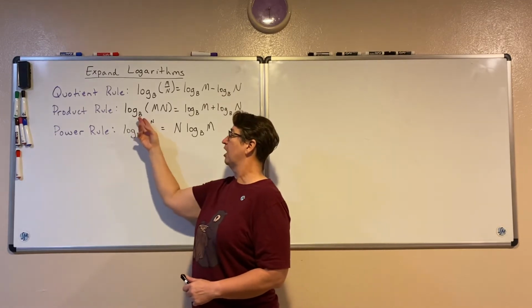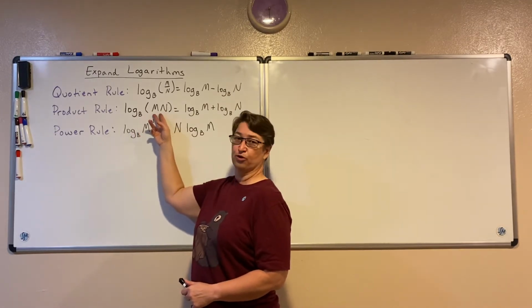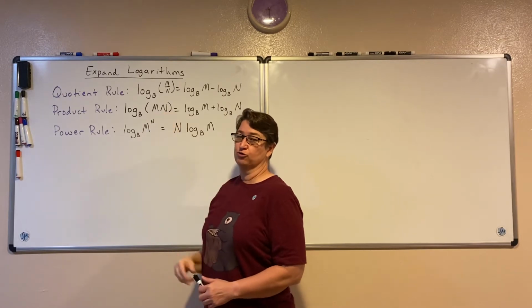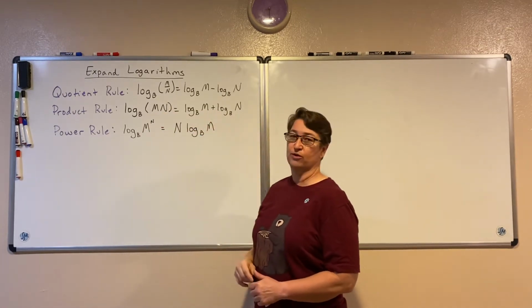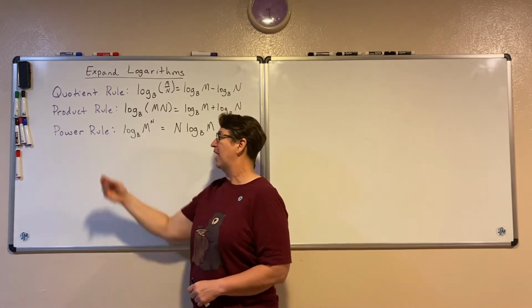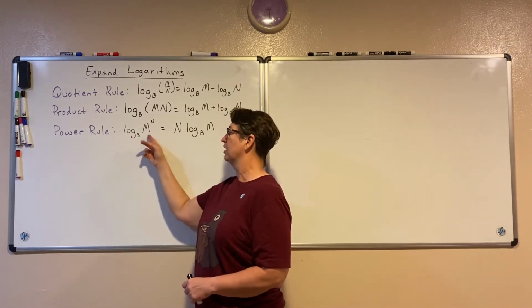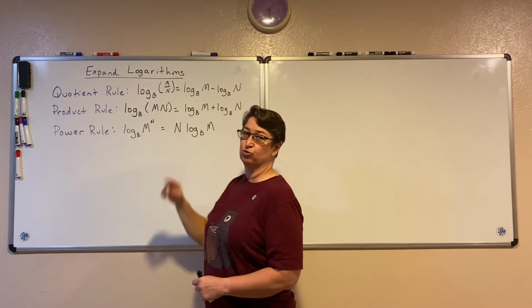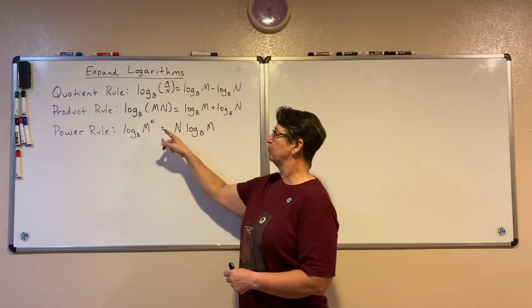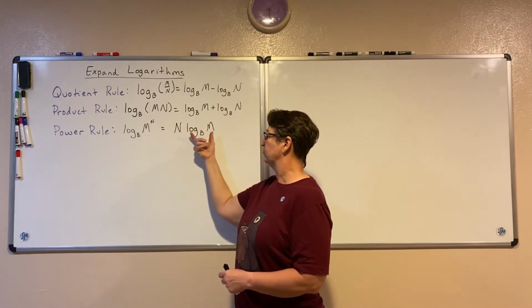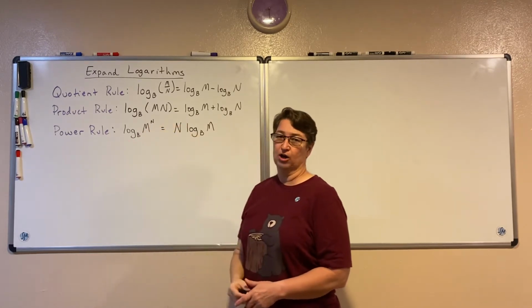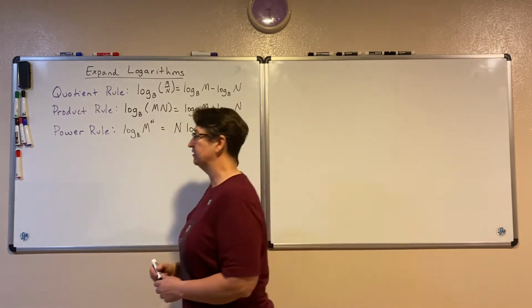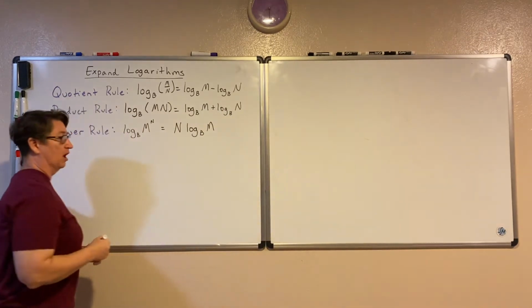When we have the log of an argument where we have the product of two numbers, we can take the log of the first one plus the log of the second one. That's the product rule. And the power rule says that when we have the log of a number being raised to a power, we can just multiply the power times that log. So we're going to use those to help us expand our logarithms.